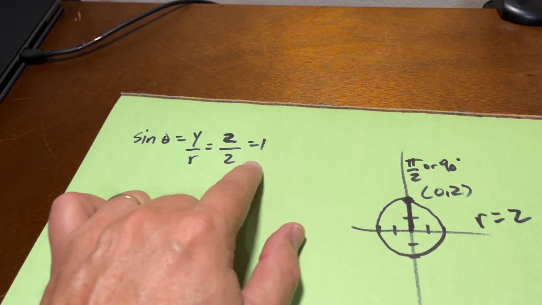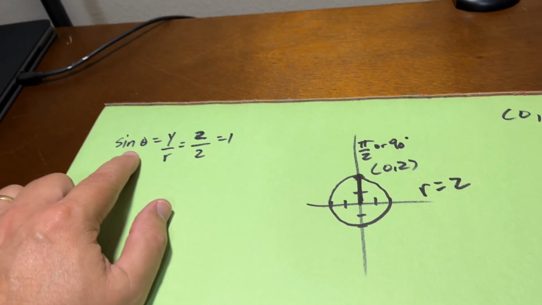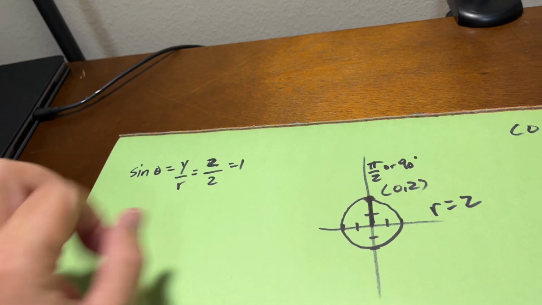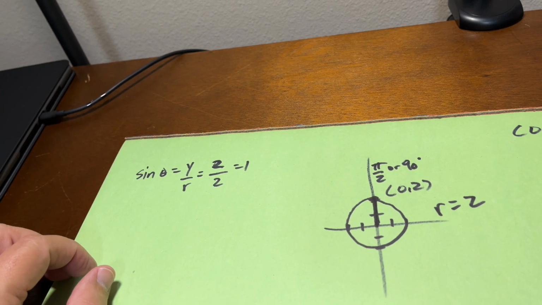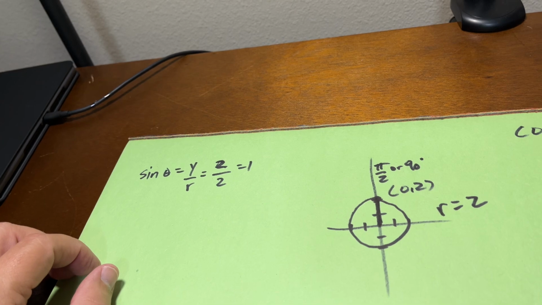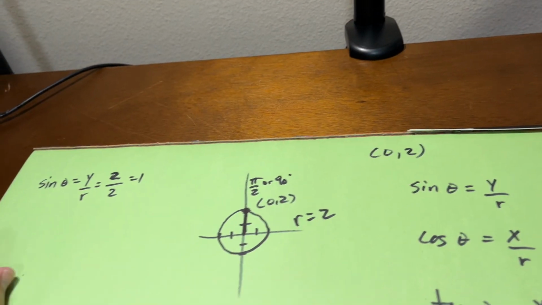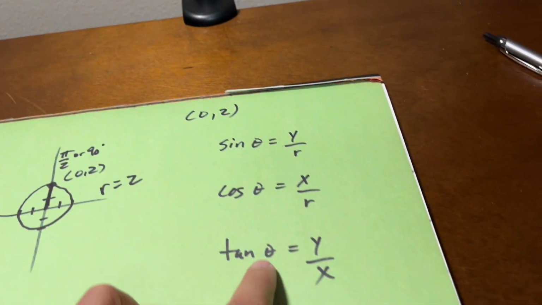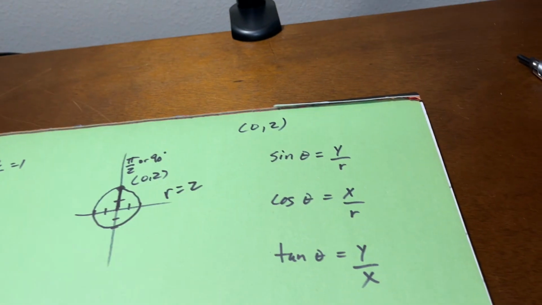So 2 over 2 is 1, so the sine of pi over 2, or the sine of 90 degrees, is 1. And of course the reciprocal of that would be 1 as well, so the cosecant is 1. Anyway, so since you have x and you have y and you have r, you could calculate all of these. It wouldn't be too hard to do.